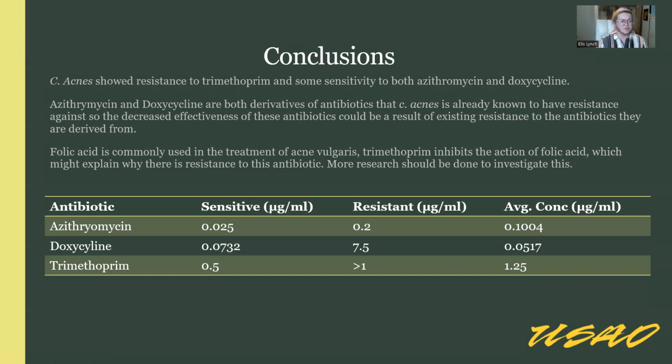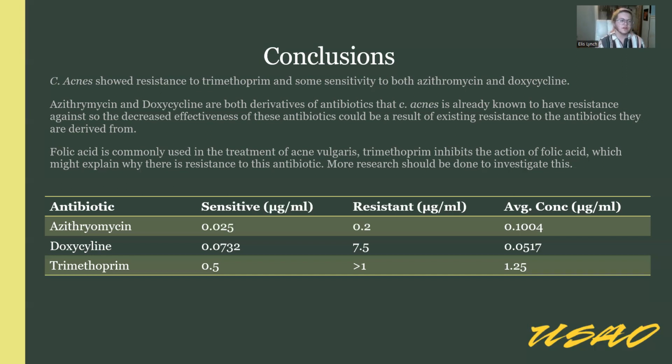Azithromycin and doxycycline are both derivatives of antibiotics that are already showing resistance to C. acnes. So them being in this middle ground between resistance and sensitivity makes a little bit of sense, because about 50% of the population of Cutibacterium acnes is already finding resistance against an antibiotic that's very closely related to these two. So the fact that they're not fully sensitive but not fully resistant could be a sign that there's a muddy area where the organism is showing a little pushback, but it can't fully push back against that antibiotic. Now, trimethoprim was interesting.